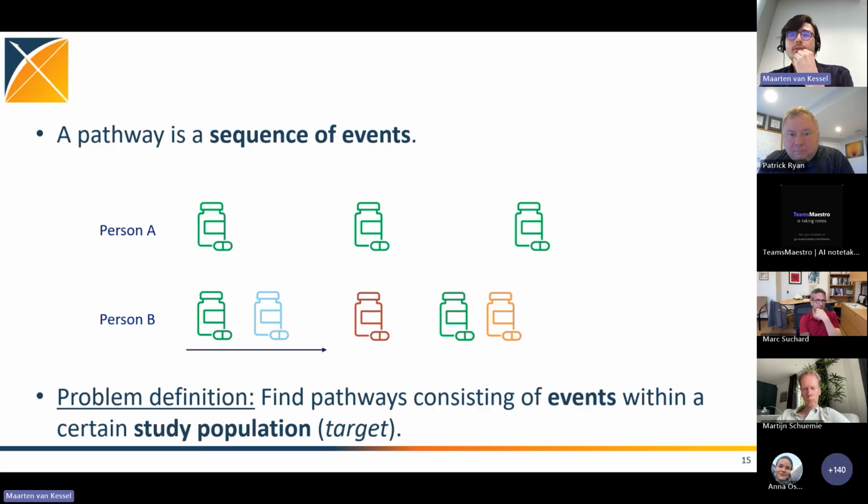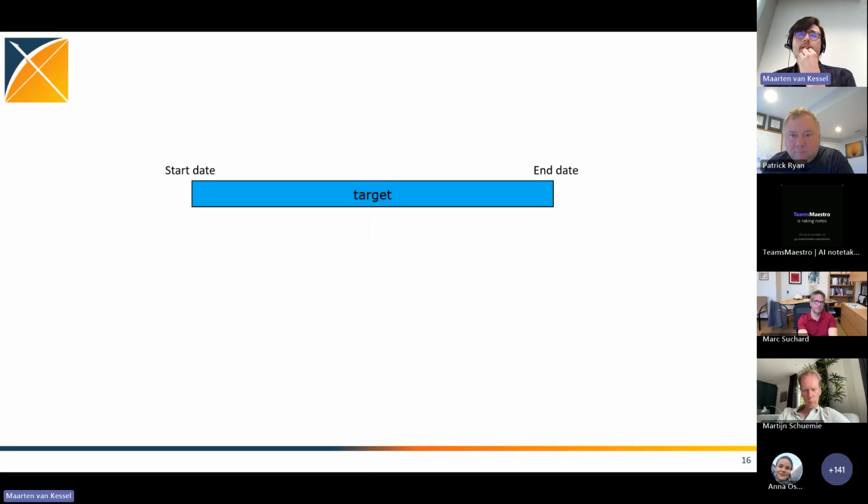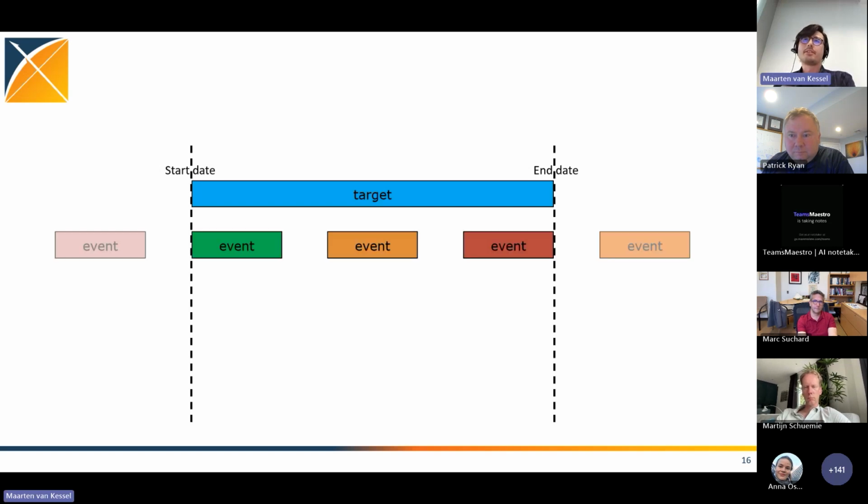So usually what we do is we look at a certain target cohort. So this is the study population of interest. And then within that target cohort, we'll look at specific events. So again, target cohort with a start and end date. And this is the reference frame that we're interested in. So we have various events. And you can see that the events on the outer sides are not considered for this pathway study.